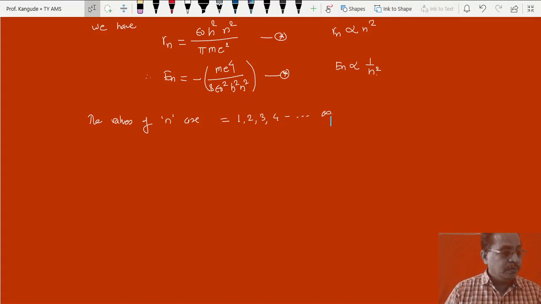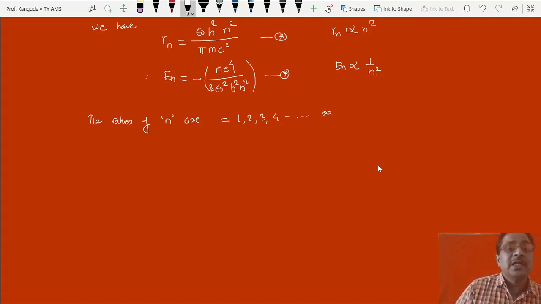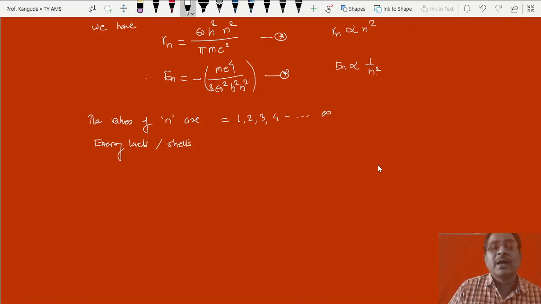Now, depending upon that, there is a nomenclature we use in spectroscopy, called energy levels or cells. For n equal to 1, this is called the capital L cell, for n equal to 2, the K cell, capital K. L, K, okay, sorry, we have written it opposite. It should not be this way.